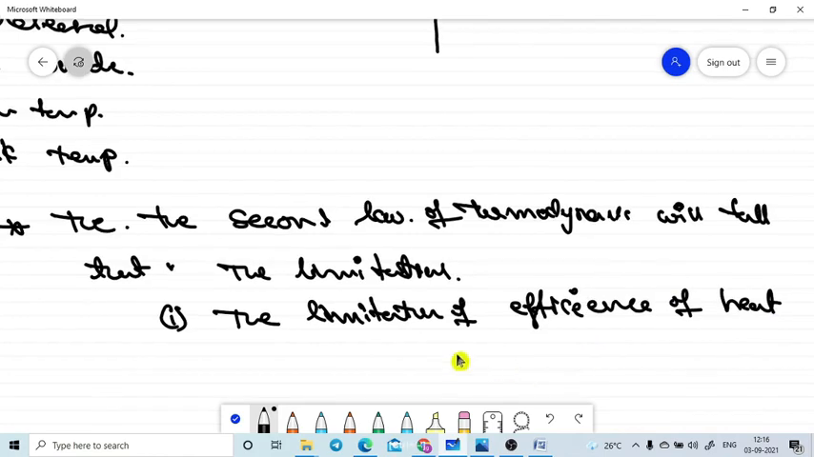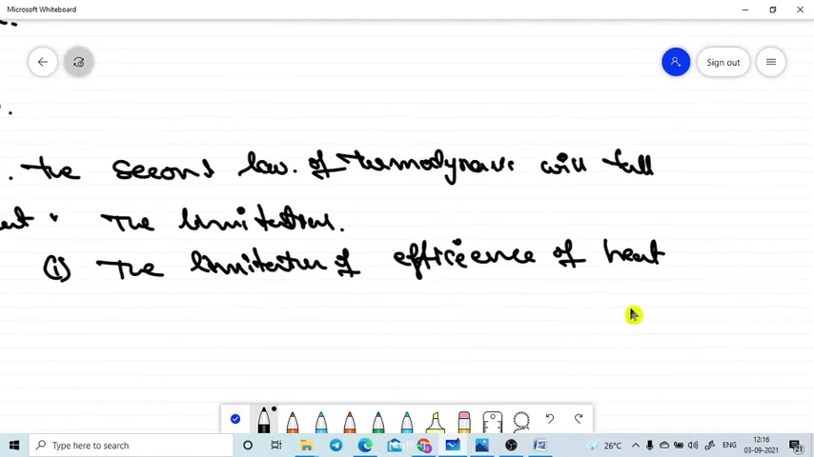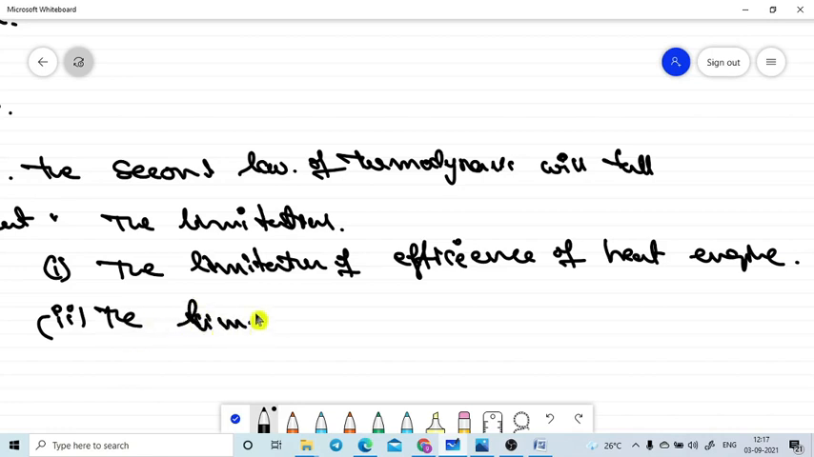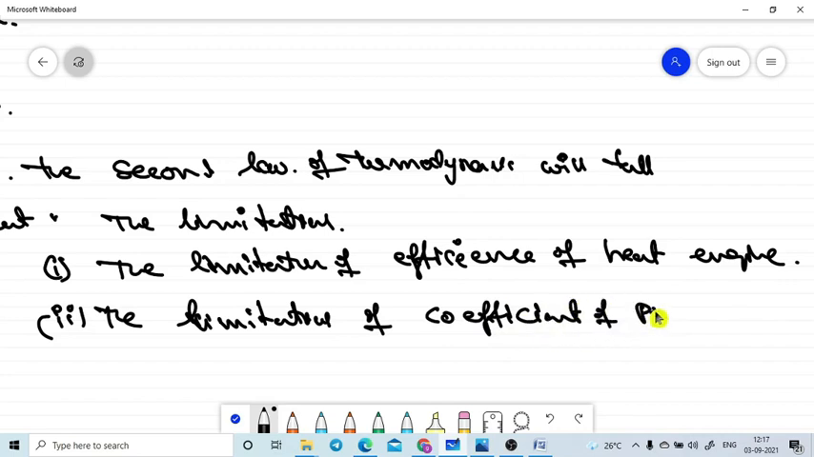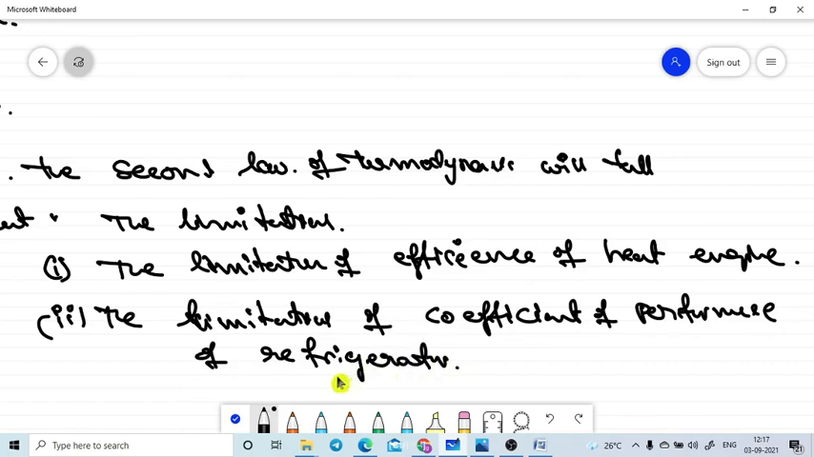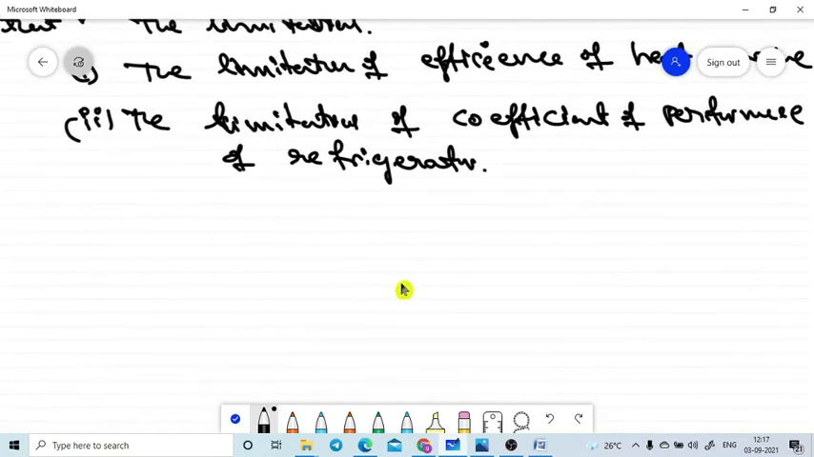It will tell the efficiency of the heat engine, and in a similar manner it will tell the limitation of the coefficient of performance of the refrigerator. So these two values will give the limit up to which we can do this. This value will tell that. Will you please look at this one?